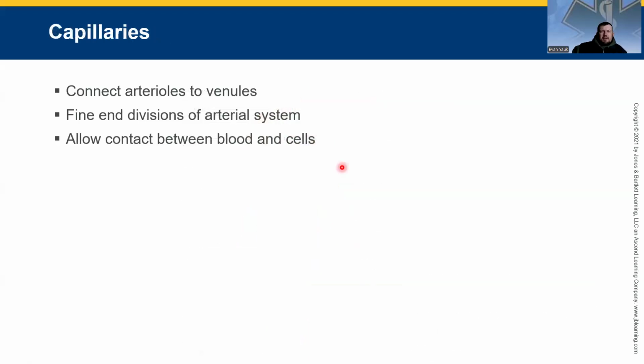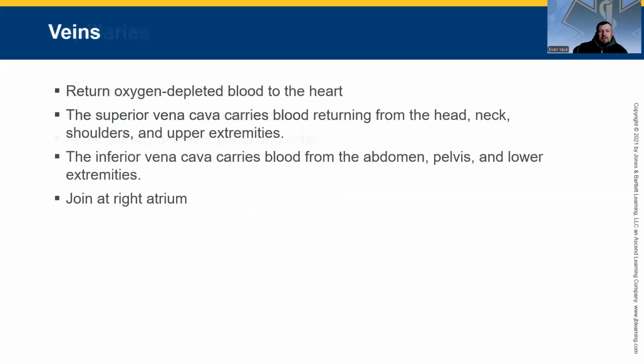Your capillaries connect arterioles and venules. Fine-end division of the arterial system allows contact between blood and cells. Veins return oxygen-depleted blood to the heart. The superior vena cava carries blood returning from the head, neck, shoulders, and upper extremities. The inferior vena cava carries blood from the abdomen, pelvis, and lower extremities. They join at the atrium.